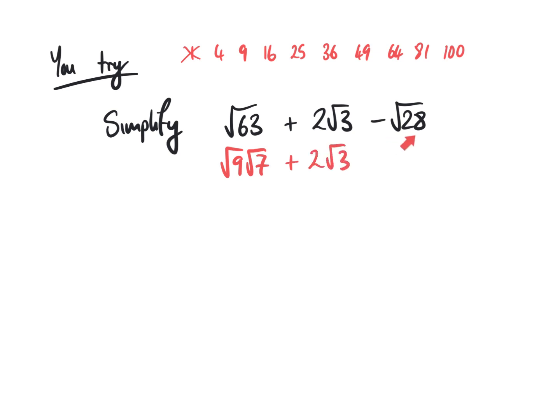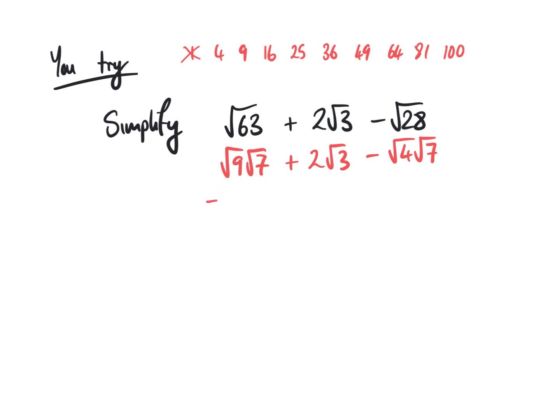The next one, root 28, again it sits about here, so go down your list. That doesn't go into 28, neither does that, neither does that. But 4 does go into 28, and it goes in 7 times. So it's 4 times 7 is 28. So that's root 4, root 7 instead of root 28. And again, now what we're going to do is take the square root of the square numbers here and here.